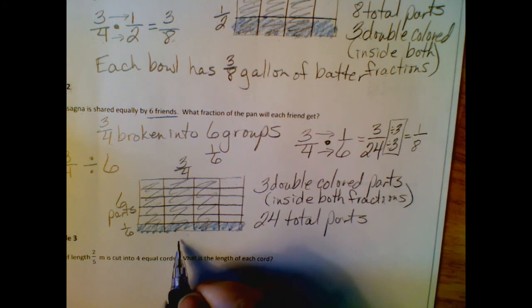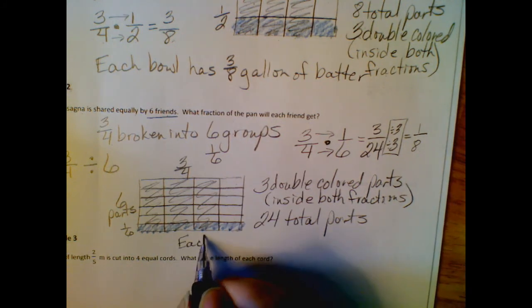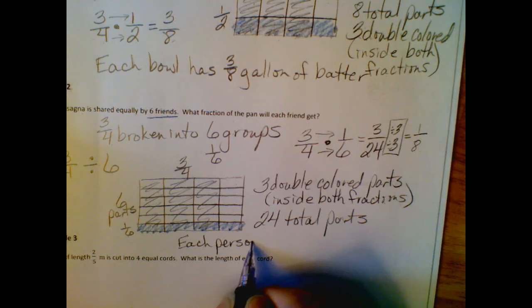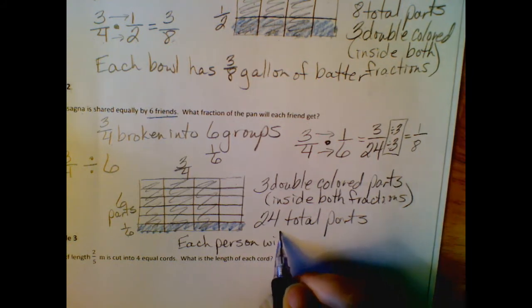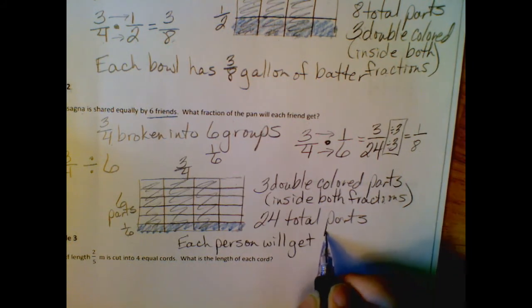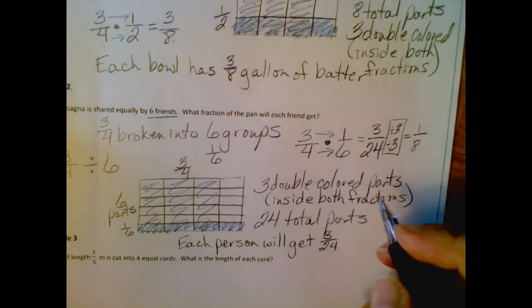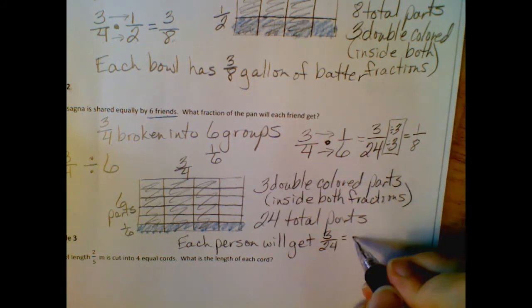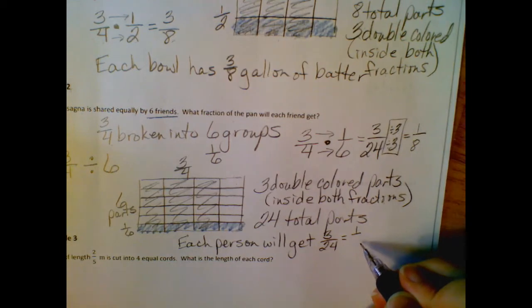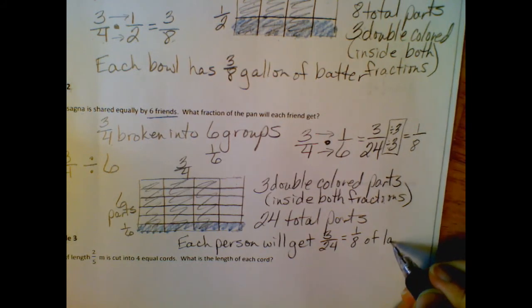So our answer, each person will get 3/24, because my model shows it really well, but I'm going to still reduce it. 1/8 of lasagna.